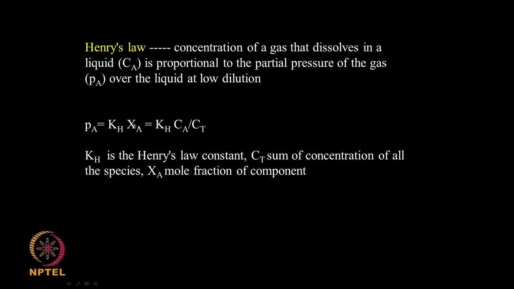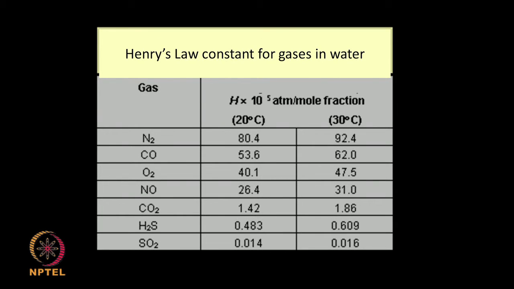This is useful because if I know the partial pressure of the solute gas in the gaseous phase, I will know what its concentration will be in the liquid phase, because both of them will be in equilibrium, and that equilibrium constant is called the Henry's law constant, assuming there is no reaction. If there is a reaction, Ca will disappear into some product, so there will be more and more of the gas getting absorbed. So, this is the Henry's law constant for gases in water. For example, you can see at 20 degrees nitrogen, carbon monoxide, oxygen, carbon dioxide and so on, hydrogen sulfide, sulfur dioxide, at 2 different temperatures.